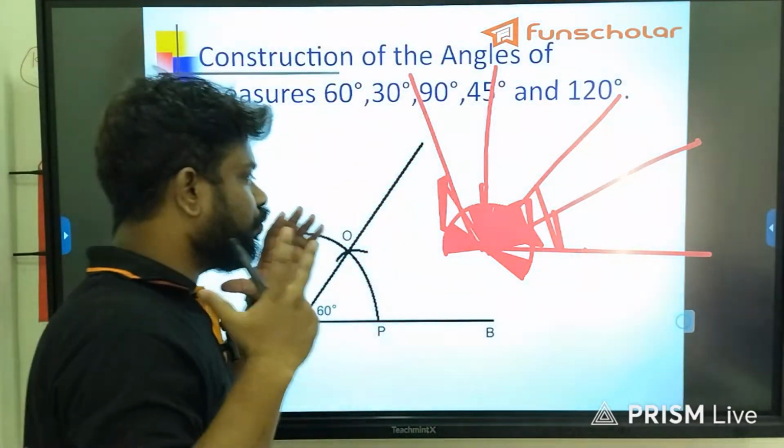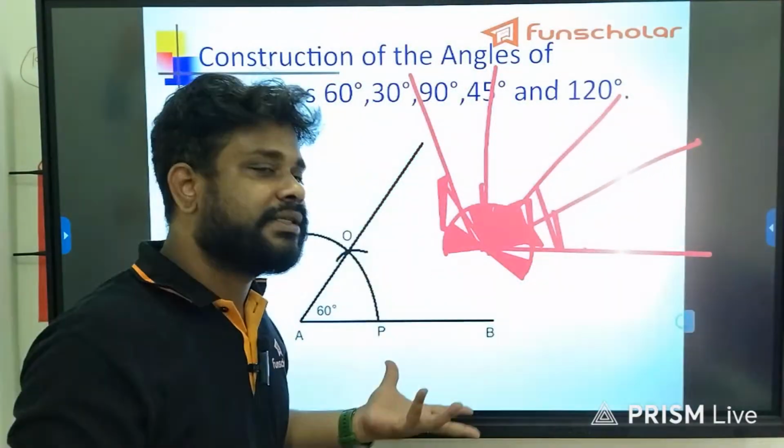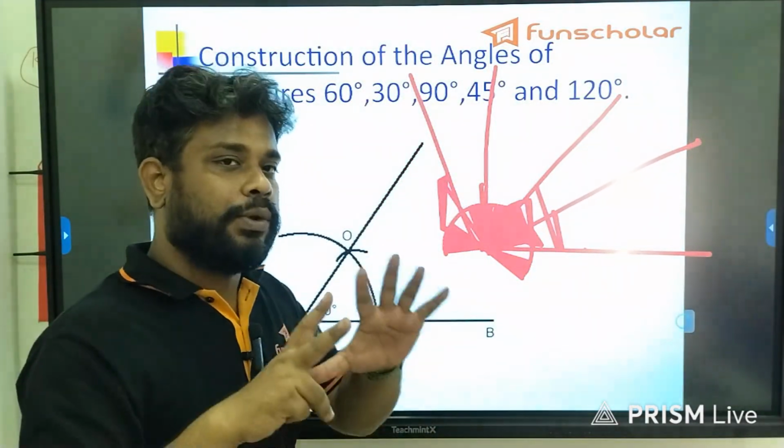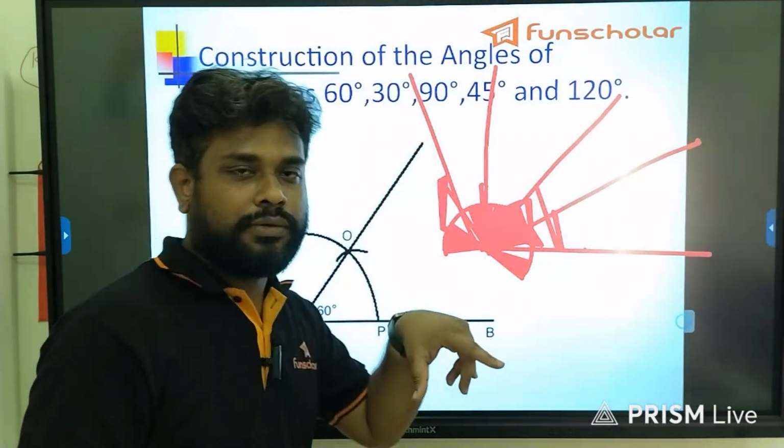Okay, yes, I have shown it with my hands. If you guys can try this at home with the ruler and the compass, you will be getting similar images like this.